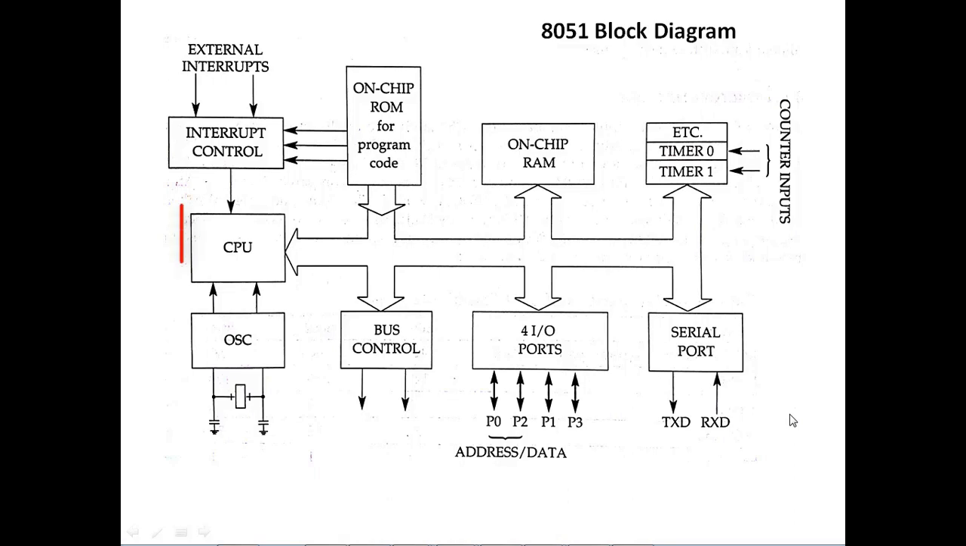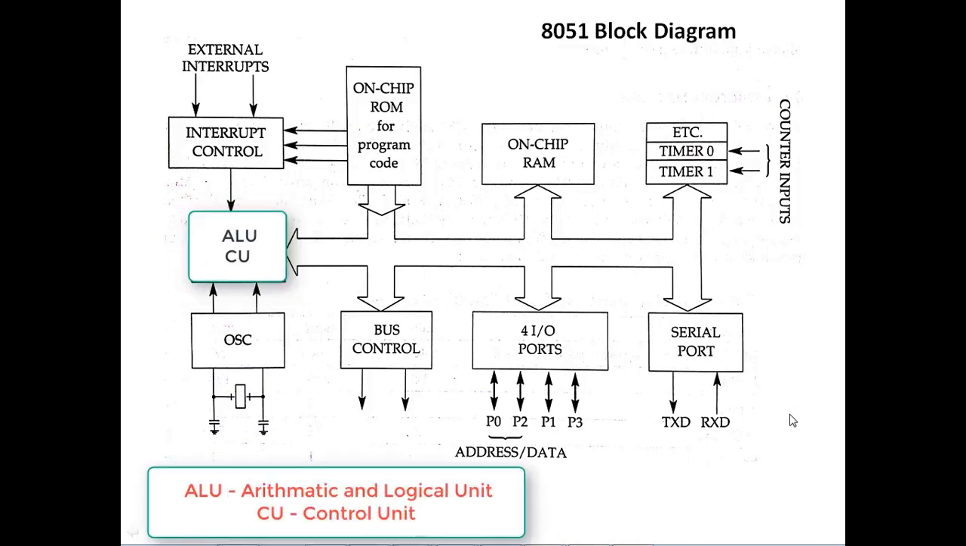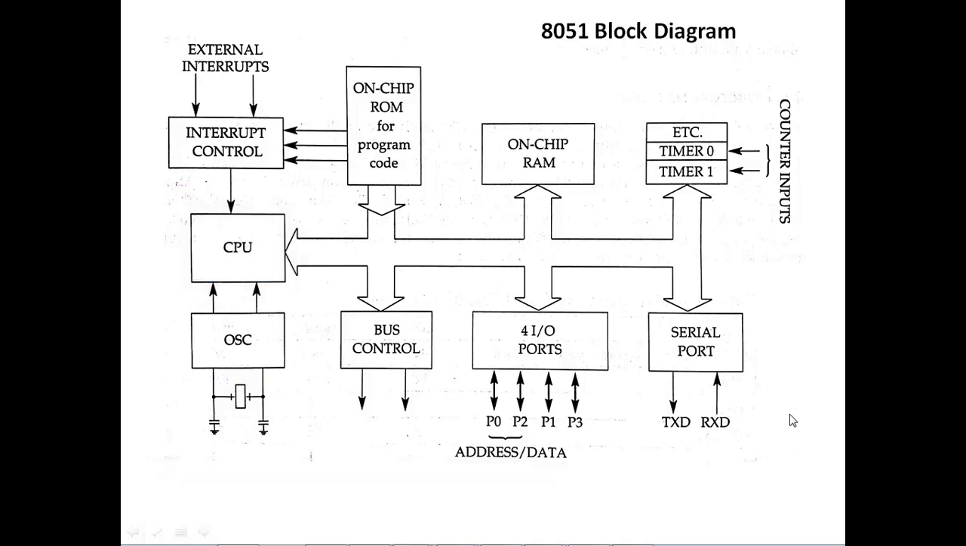CPU, Central Processing Unit. It's the heart of the microcontroller, mainly containing the ALU and CU. ALU stands for Arithmetic Logical Unit. As the name suggests, it is used to perform arithmetic and logical operations. CU is nothing but a control unit responsible for all the timing of the communication process between the CPU and other peripherals.